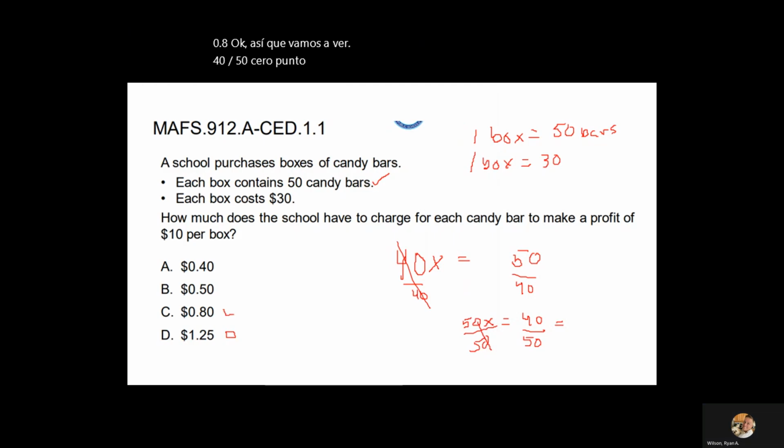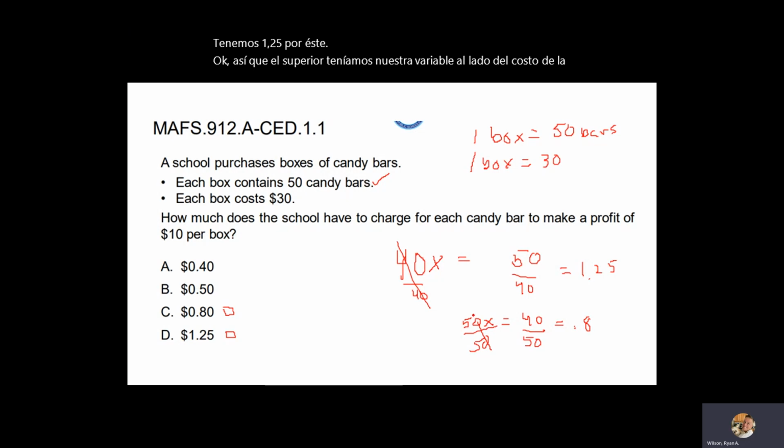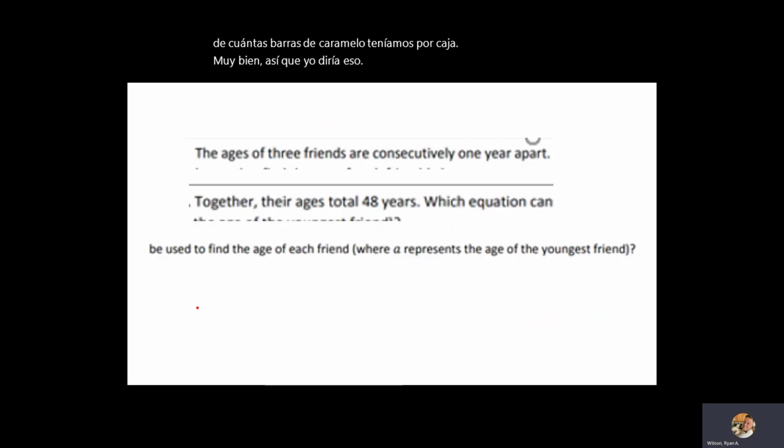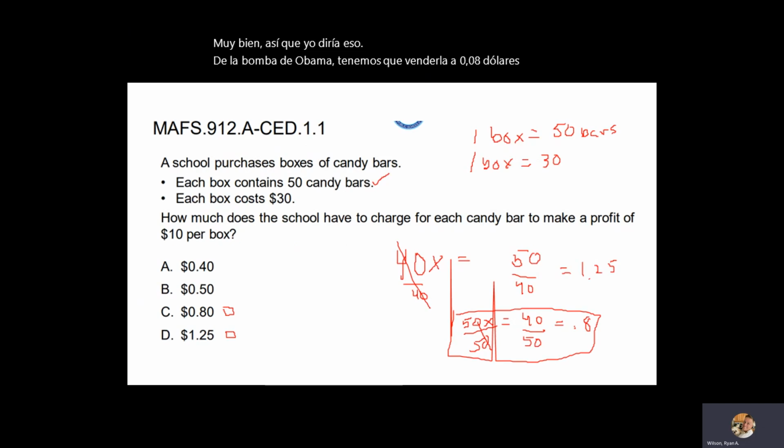Okay, so I would say those are my two answer choices. We got 0.8 for this one. We got 1.25 for this one. So the top one, we had our variable beside the cost of the box of candy. On the bottom, we had the variable beside how many candy bars we had per box. So I would say we have to sell it at 8 cents per box because the variable isn't going to be beside the amount per box. You put it beside the amount of candy bars you sell. See.